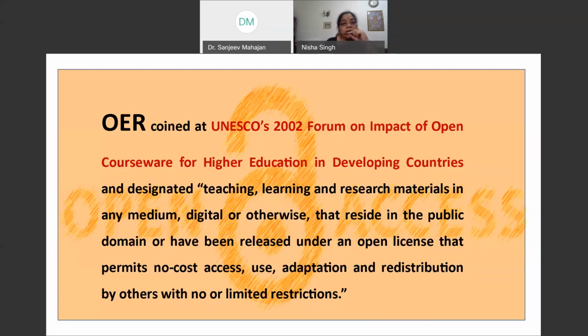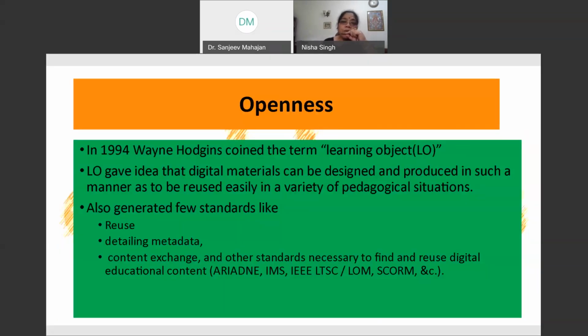So how did OER start, or the whole concept of it? Wayne Hodgins was a researcher who was a software developer. He coined a term called learning object. A learning object is basically a small digital material which has its own existence. Say, for example, if we talk about the cell, we teach it in biology, physiology, biochemistry, home science.